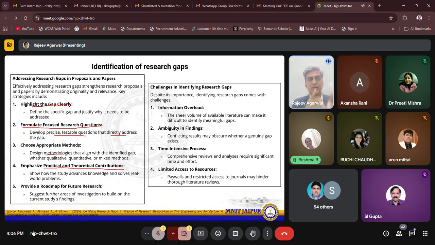If you have any certain question, we can actually discuss, so that while discussing, you can actually get the benefit also. Challenges kya hai? Information overload. You can see there is a lot of information.